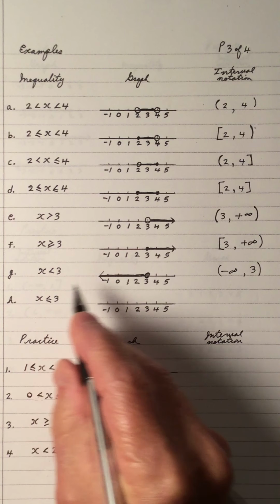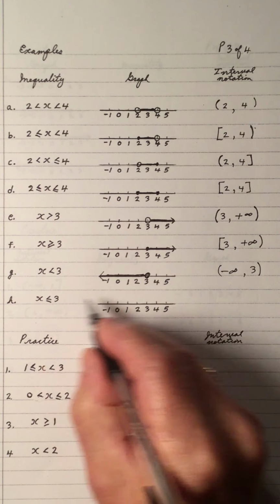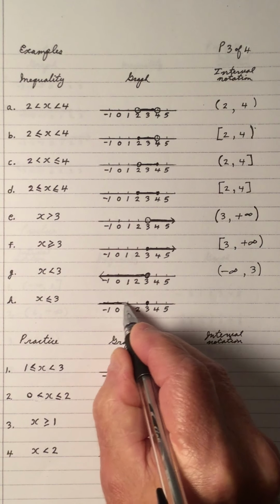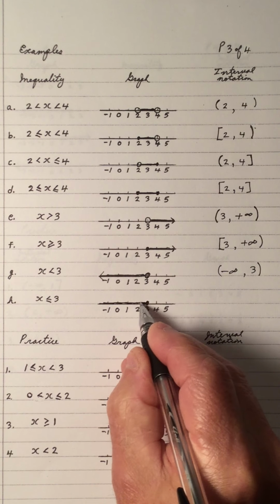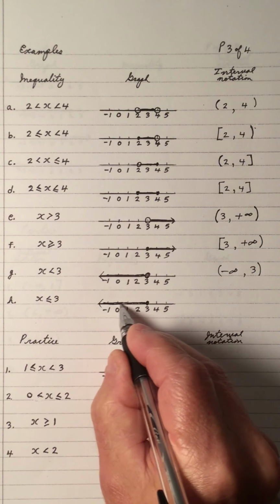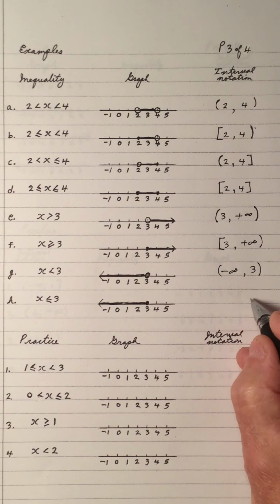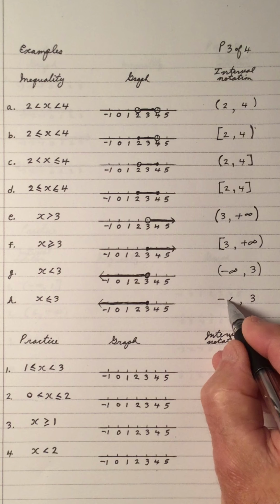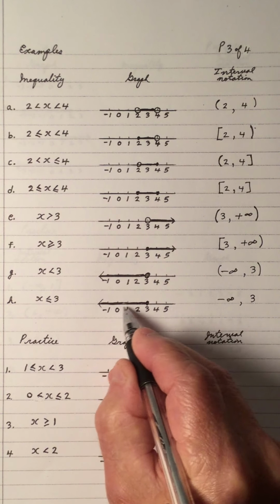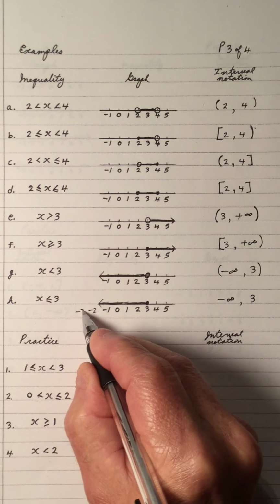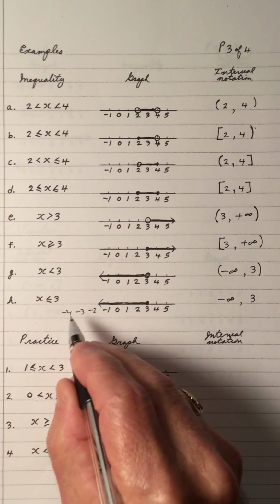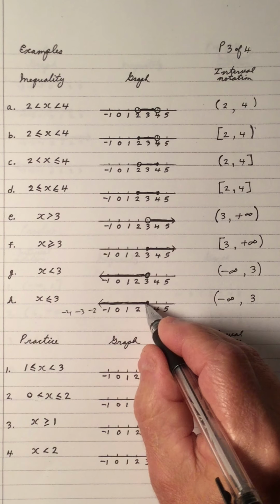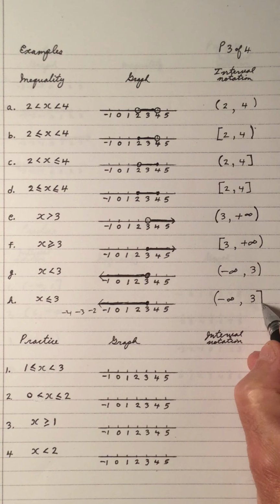X is less than or equal to 3, so it's equal to, so 3 is a solid dot, 3 is included. All numbers to the left of 3, there they are, there's the graph. And so again, 3 starts it, it's going to negative infinity. Negative infinity, notice, is negative 1, negative 2, negative 3, etc. So that's open, and 3 is included, equal sign, so it's a box shape.